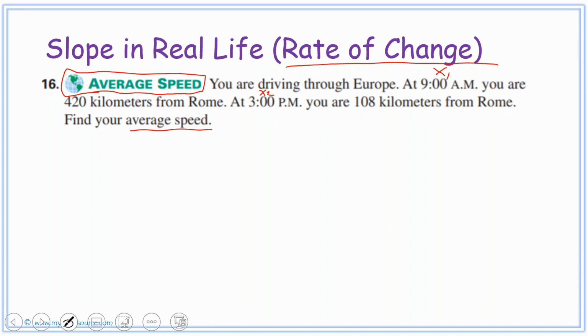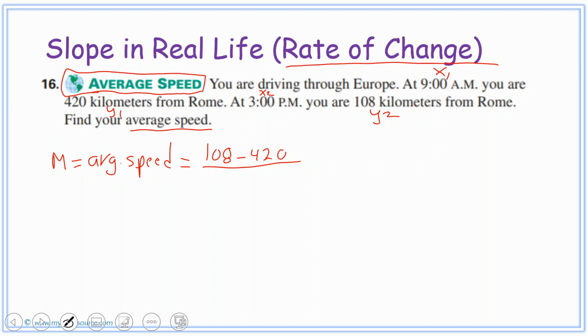And then our initial starting distance, we could call that y1. That's what happens when we are at 9 o'clock a.m. And then our other one would be y2. So in order to find the average speed, we could just say our m, which represents average speed, is going to be equal to y2 subtract y1. So that's 108. That's not an 808. Subtract 420 divided by the difference in time.